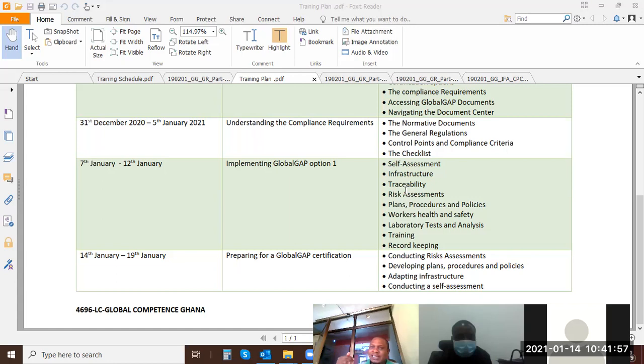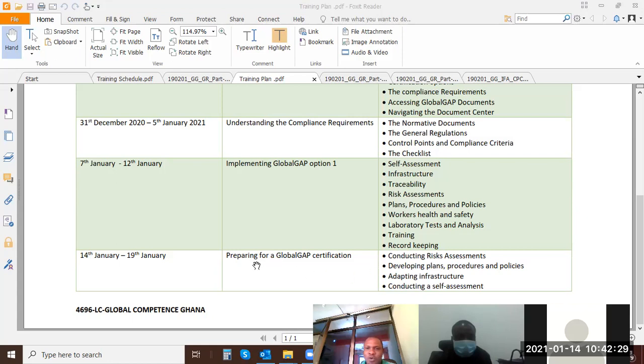So we will take some of the issues which are being requested or demanded in the compliance criteria. We'll take some of them and look at how LATC can comply, or what the requirements are. What do they want you to do when we talk about things like self-assessment, infrastructure, traceability, and all of those things? What is GlobalGAP expecting you to do? We are going to look at this from next Tuesday.